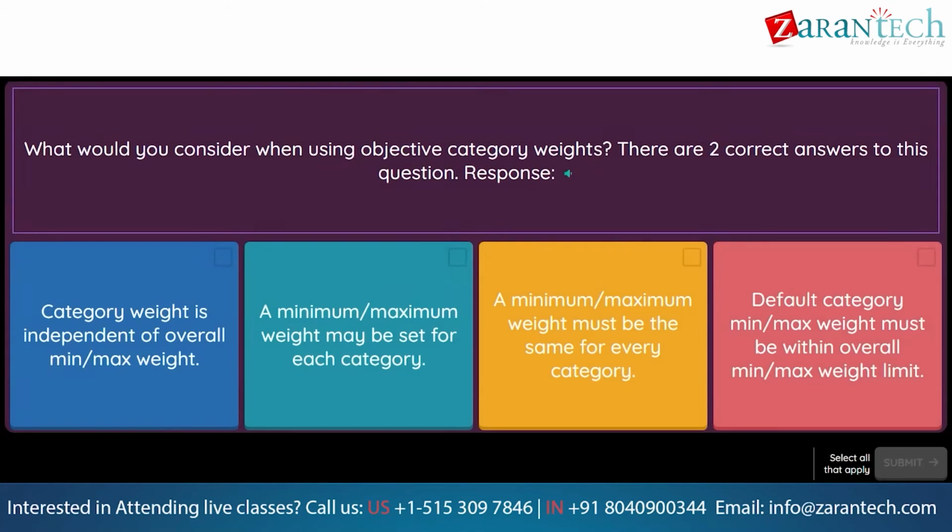Question: what would you consider when using objective category weights? There are two correct answers to this question. Response: Option 1, category weight is independent of overall min/max weight. Option 2, a minimum/maximum weight may be set for each category.